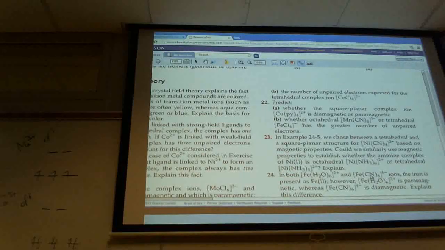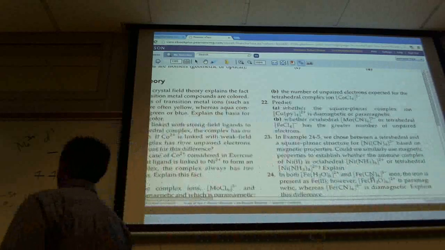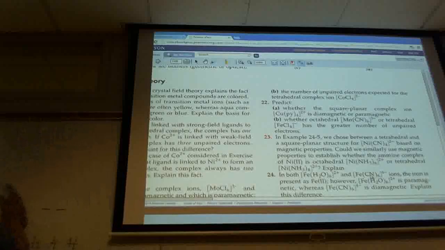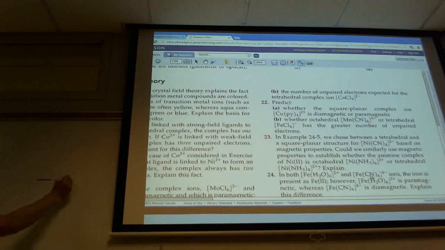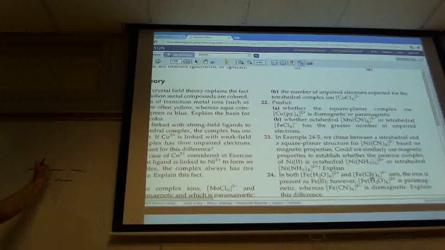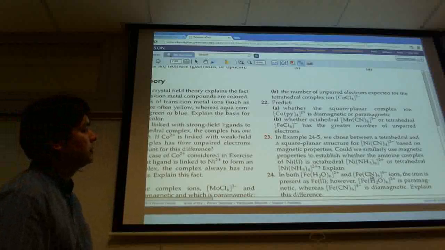The number of unpaired electrons expected for tetrahedral complex, tetrachlorocobaltate. Tell me what the charge on cobalt is. Yes, +2, good. Tetrahedral, what's the splitting pattern? It's just the octahedral upside down. And it's always a small delta. It is 4/9, which is actually calculated based on the geometry. And so it should be 4/9 the field of an octahedral, about 1/2 the field of an octahedral.